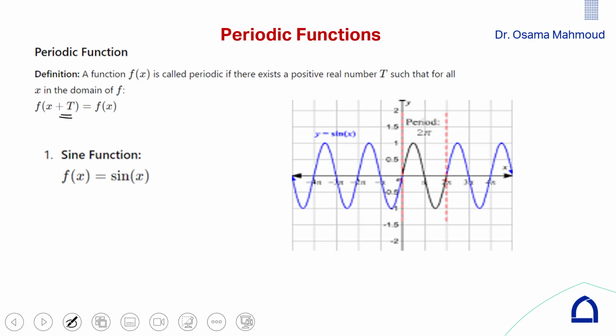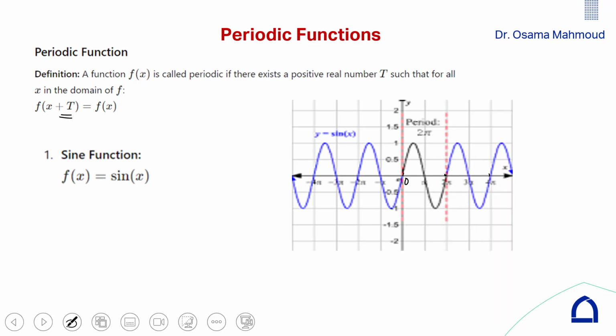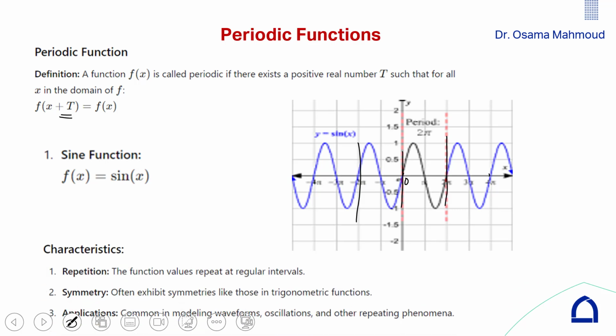Like the sine function, we know the graph of the sine function. The sine function has a period of 2 pi. So from 0 to 2 pi, exactly this part has the same one for the minus 2 pi here, okay? So it is a copy. Every 2 pi, you have a copy, okay? So the function values repeat at a regular interval, which is 2 pi, okay?